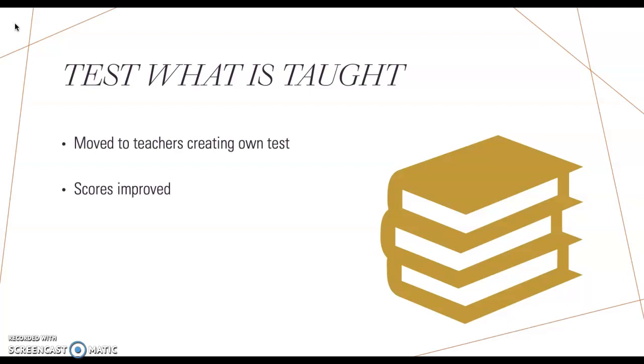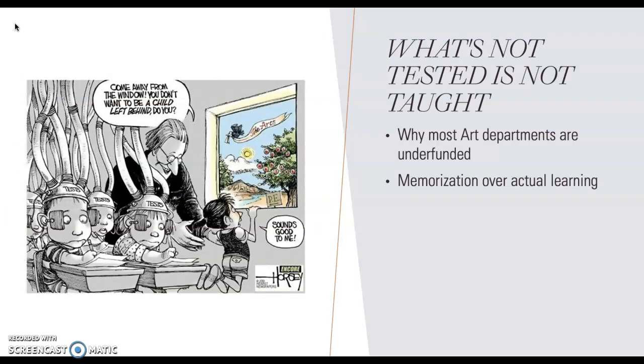Because not all teachers and classes move at the same pace, there would be a disconnect between what students knew and what was on the exams. Scores were low. So, Whitewater then moved to teachers creating their own tests and giving them in their own classrooms. And guess what? Scores improved.